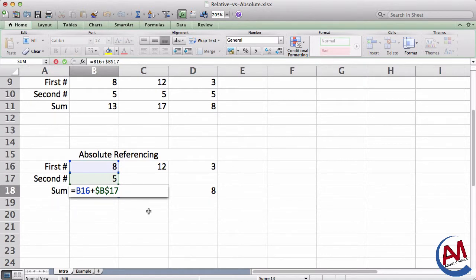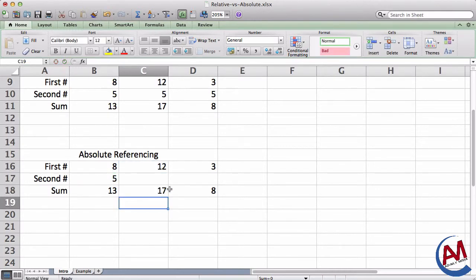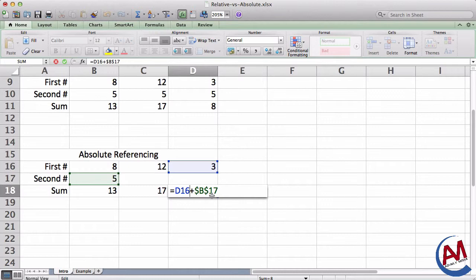So in this formula, we see B16 is relative referenced, and B17 is absolute referenced. And when I copy it over, the first cell address moves along with the formula. However, the one where I put absolute, it didn't move. And same thing with here. It's always two above, then it will always reference back to B17.